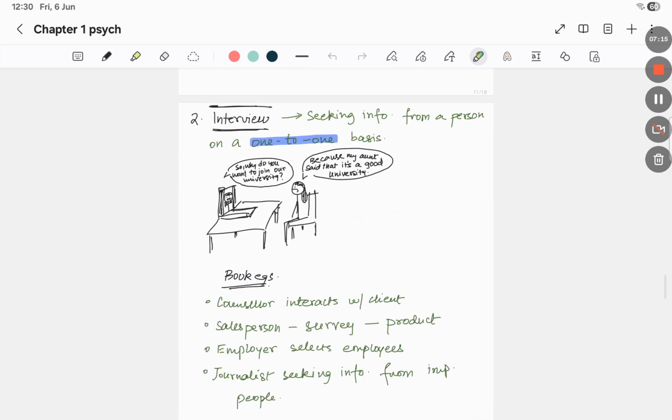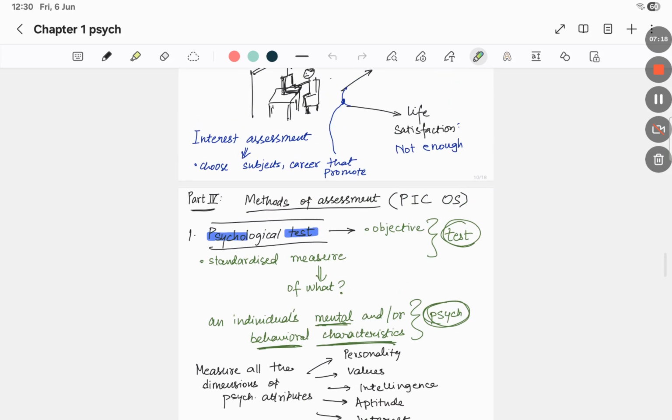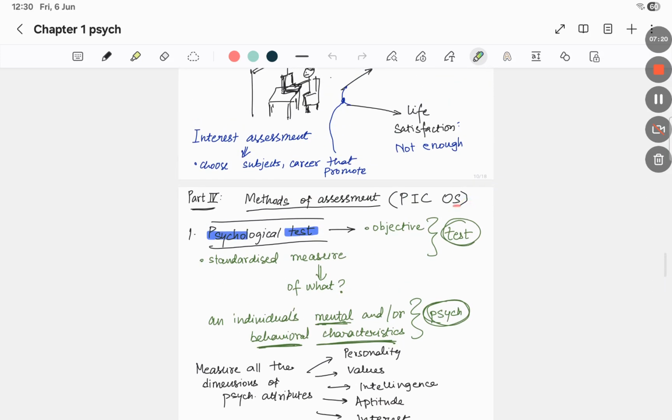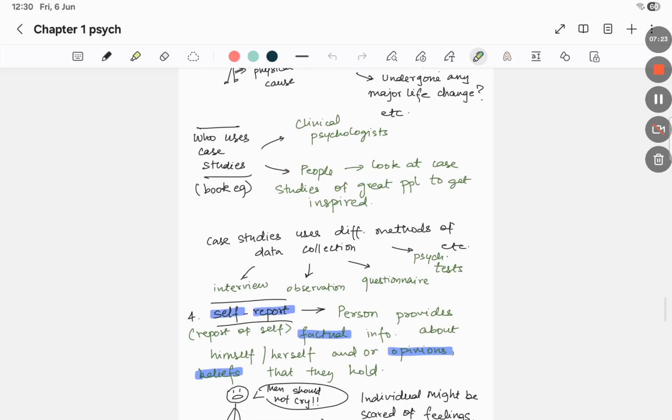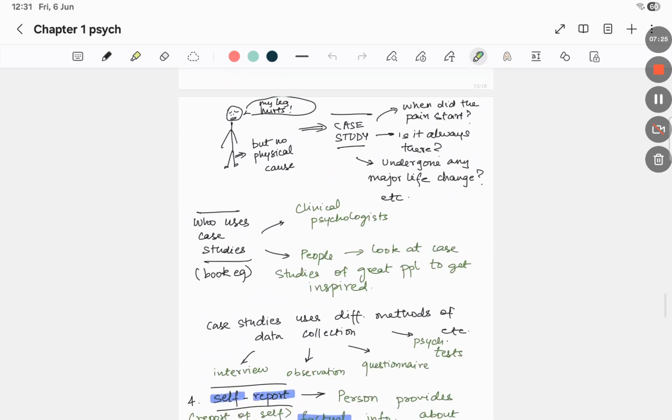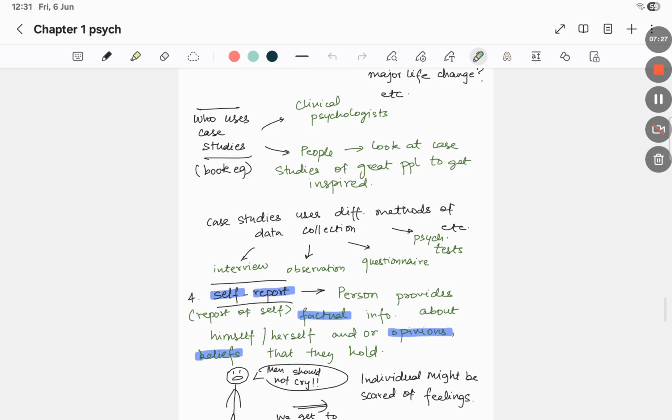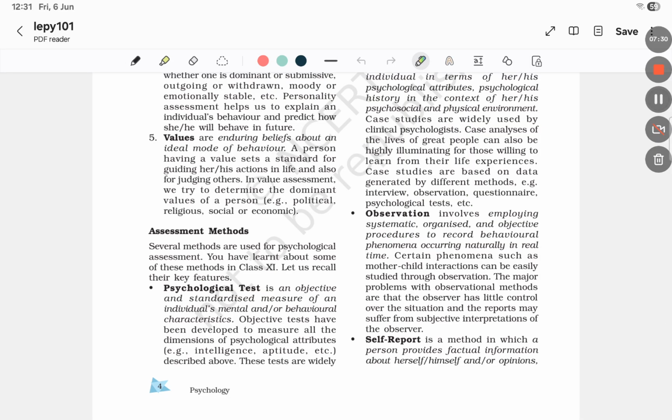The last, then we come to S, which is self-report. I think I forgot observation. I accidentally forgot observation in my notes. I'll add it later. So observation involves employing systematic, organized and objective procedures, right? So here again we have, except organized and objective is the same. S has changed from standardized to systematic.